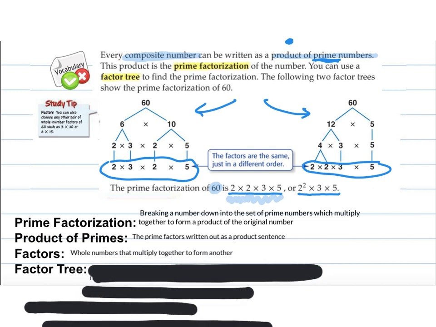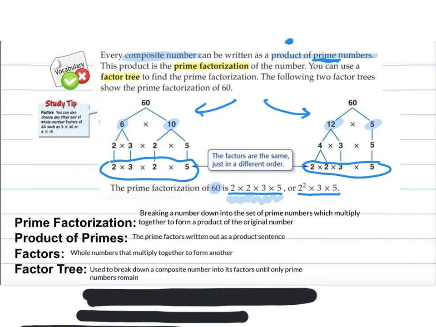Factors, again, factors are whole numbers that multiply together to form another. So factors of 60 up here were 6 and 10, but also 12 and 5, all factors of 60. And lastly, a factor tree is used to break down a composite number into its factors until only prime numbers remain. So again, we just factored it, making a tree. Notice the branches, and then the numbers are your leaves, say. So that's the vocab. Maybe take a minute to pause and say some of it back or try to put some things into a sentence to make sure you're ready to rock and roll.